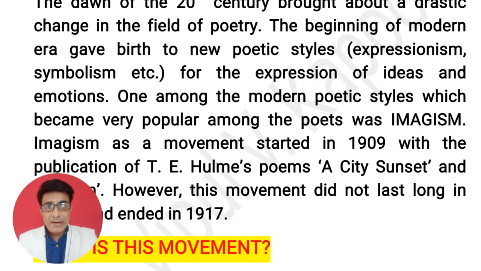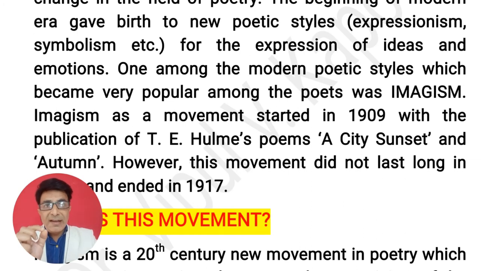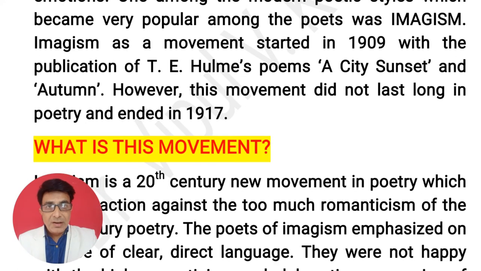This movement, if I give you the precise date, began in 1909 and ended in 1917. T.E. Hulme, who is considered an important modern English poet, published his two poems, A City Sunset and Autumn. With the publication of these two poems, it is believed that a new movement called Imagism started in English literature.